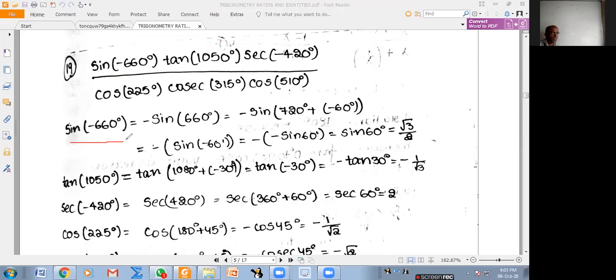So sine minus 660. First of all, minus can be taken out because sine minus theta is minus sine theta. Now 660, the nearest multiple of 360 is 720. So I can write 720 plus minus 60. Anytime multiples of 360 can be neglected, you become sine minus 60. But sine minus 60 is minus sine 60, minus 60. So you have to do it. 1050, the nearest multiple of 360, which is close to 1050, is 1080 plus minus 30. Multiple of 360, you can forget about it. Then tan minus 30, which is minus tan 30, which is minus 1 by root 3.